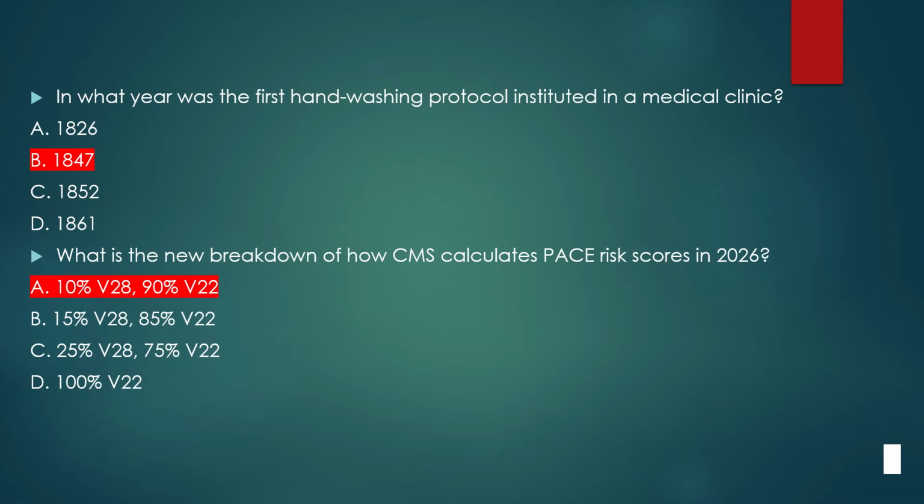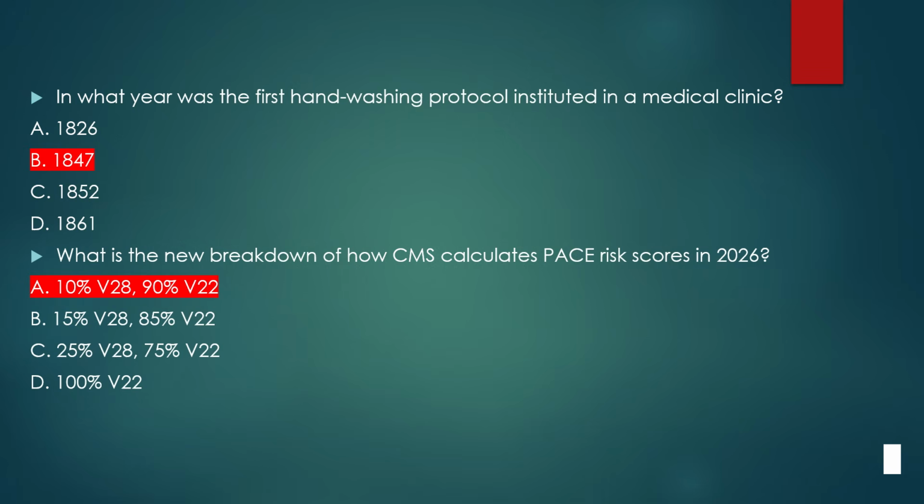In what year was the first hand-washing protocol instituted in a medical clinic? A. 1826. B. 1847. C. 1852. D. 1861. What is the new breakdown of how CMS calculates PACE risk scores in 2026?